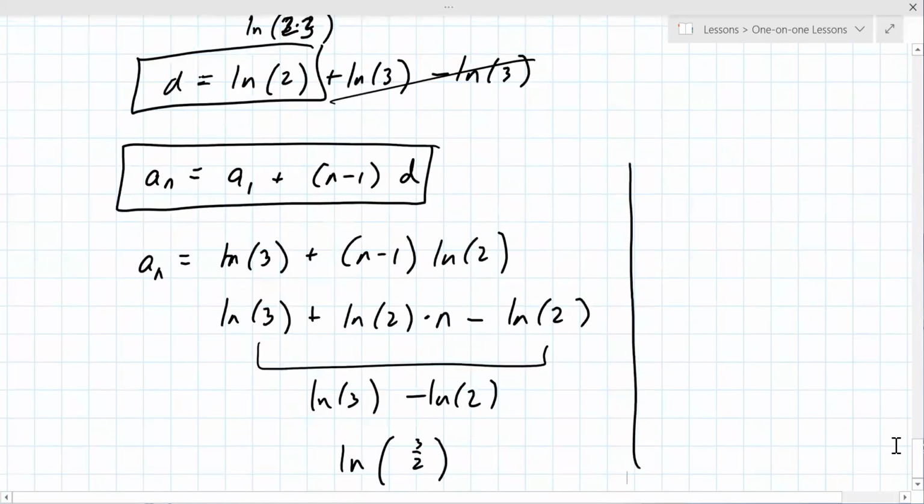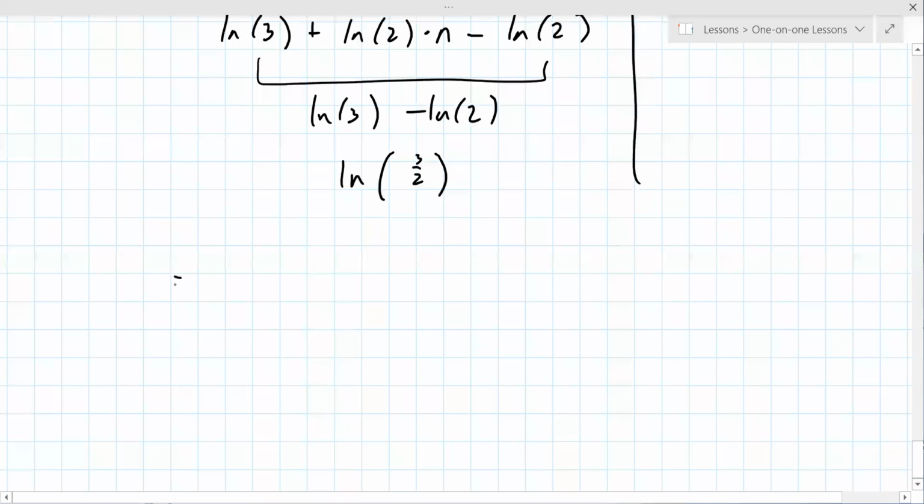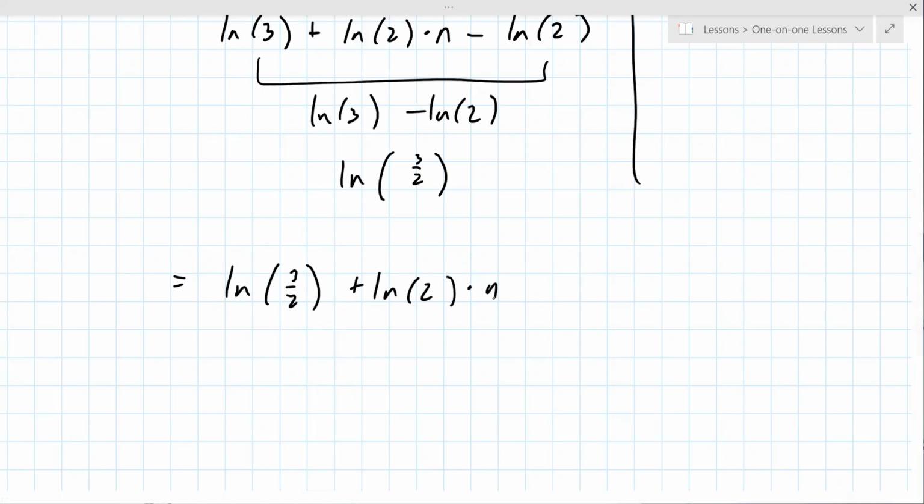So let me just finish. I have no idea what your instructor wants for a final form, but it would be natural log of 3 halves, that's this, plus natural log of 2 times N. That's the explicit rule, sorry, explicit, not recursive.